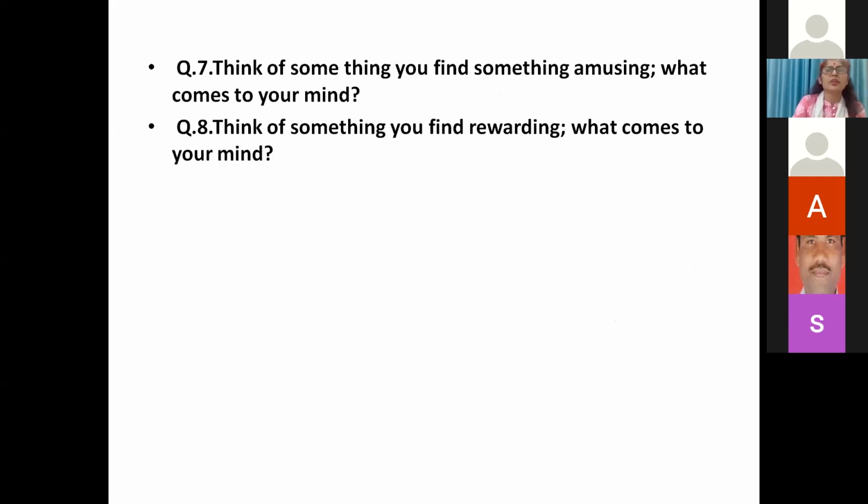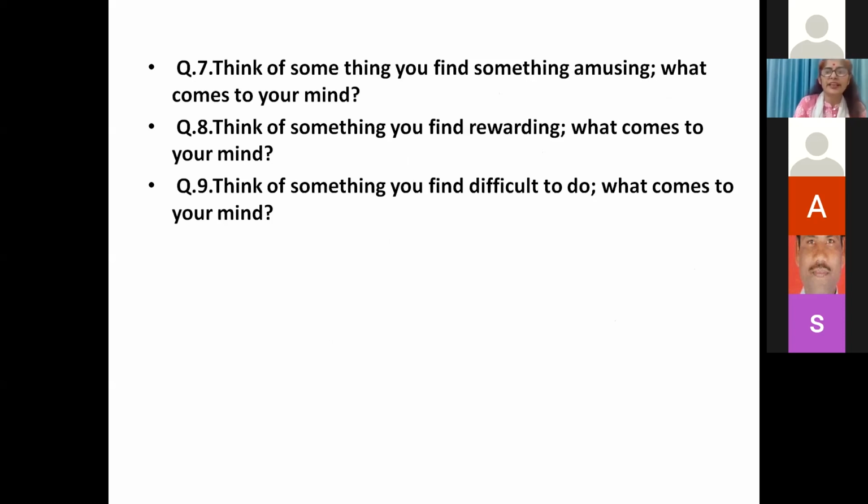Think of something you find rewarding. What comes to your mind? When you think about what rewards you, what comes to your mind? A, B, C or D? Think of something you find difficult to do. What comes to your mind? A, image, B, sound, C, written descriptions or D, feeling, emotions.